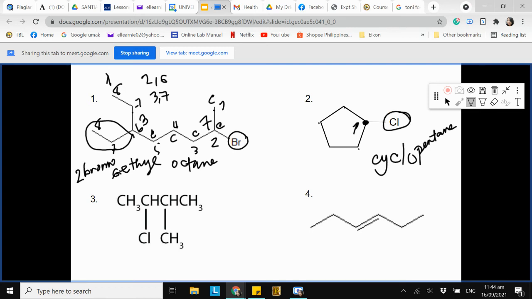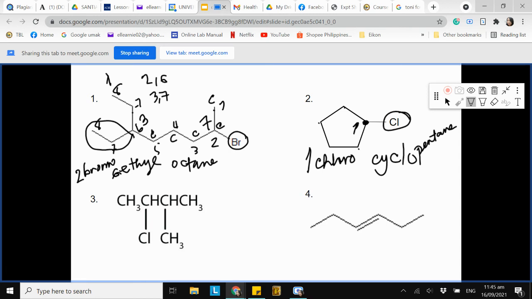Nakakabit siya sa number 1. Pwede natin lagay na lang chloro cyclopentane. Now, pwedeng may 1, pwedeng walang 1. Okay? Kasi pag walang 1, understood yun na si chloro nakakabit sa carbon number 1. Kaya pwede siyang 1-chlorocyclopentane or chlorocyclopentane. Pareho lang din. Okay? So, for number 3, anybody who could guess the name of this compound, number 3?